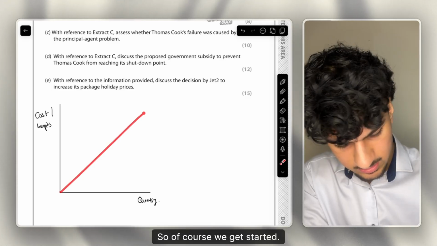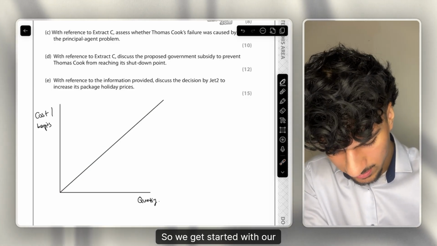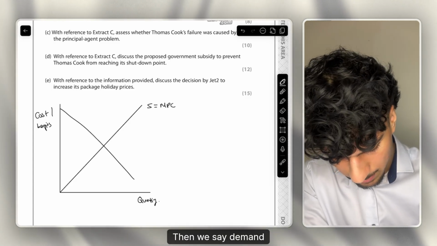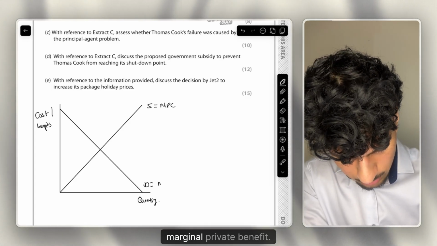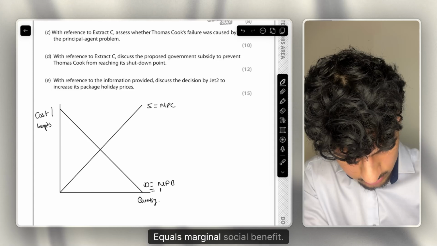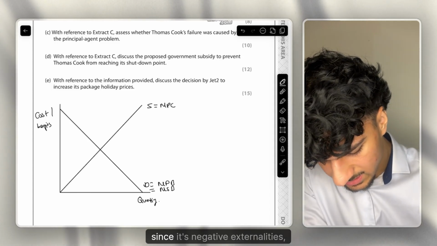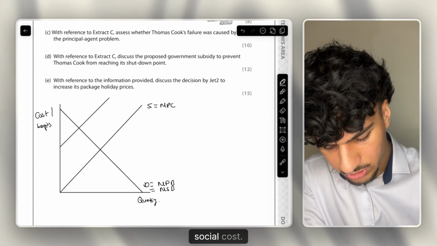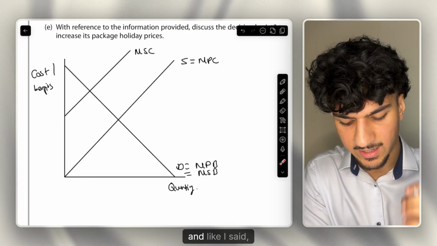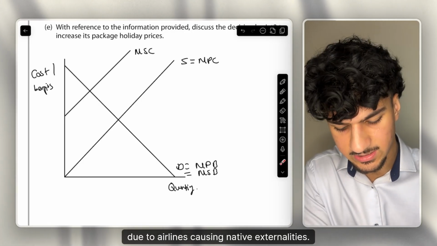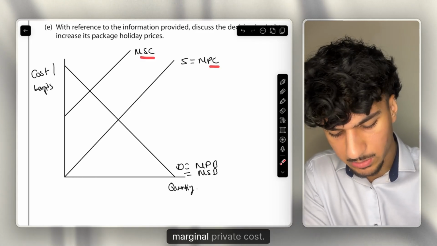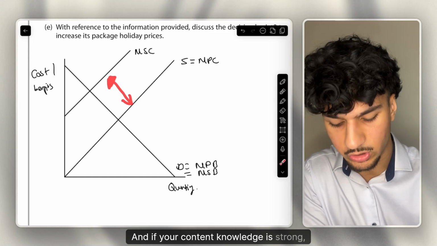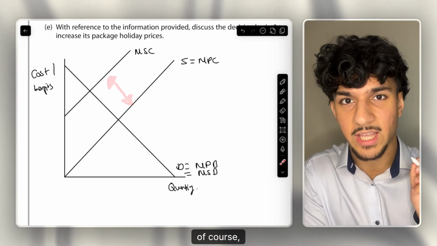So we get started with our marginal private cost. So we say supply equals marginal private cost. Then we say demand equals marginal private benefit equals marginal social benefit. And then since it's negative externalities, like we said, there's a discrepancy between private costs and social cost. So this is marginal social cost. Due to airlines causing negative externalities, social cost is higher than marginal private cost. And remember, what is the difference between these two curves? If your content knowledge is strong, you should be able to recall this. That is, of course, external costs.